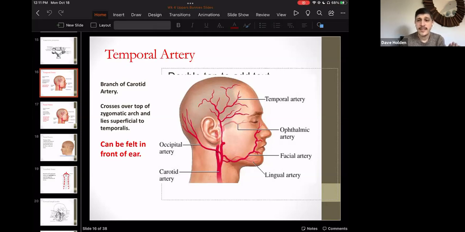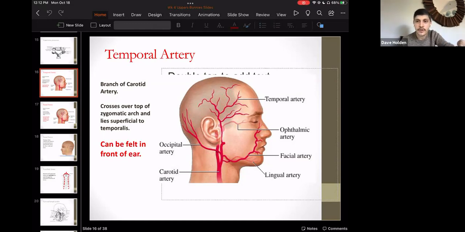So the crappy thing about arteries, you guys, is there's like, I don't know, 4 million of them in the body, and they all have names. The cool thing about arteries is they're named based on where they're going, or where they are. So when we see the temporal artery, it's going to the temporal bone, the temporal muscle. It's going in this area here.